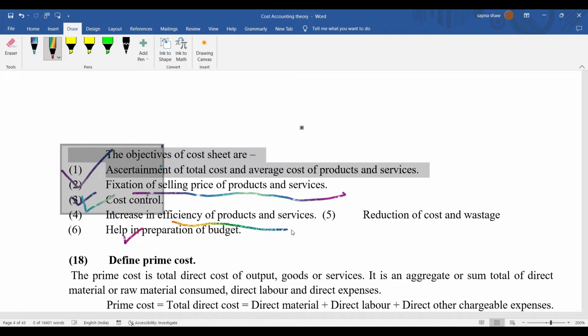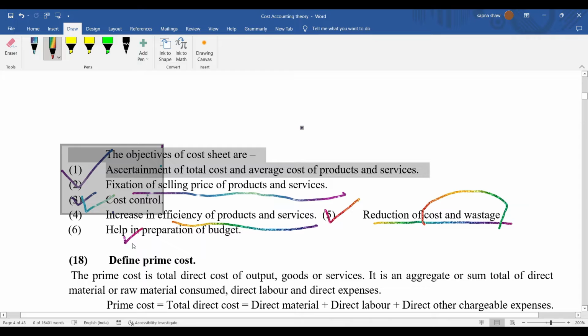It increases the efficiency, definitely. The reason is once you know that this particular department is spending much more, and this particular department is very economical, people will work efficiently because they know the entire responsibility is on them. Next, once we are aware of how much amount is spent by this particular department or unit, there will be less wastage.